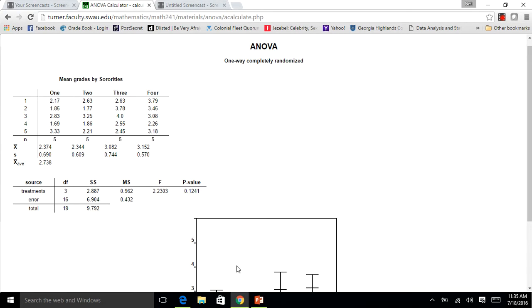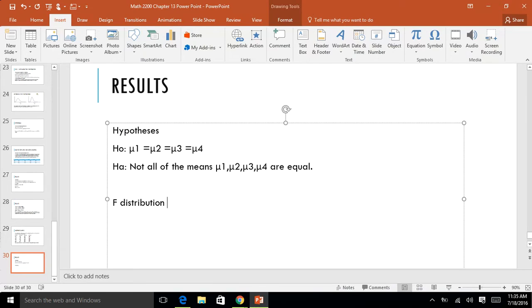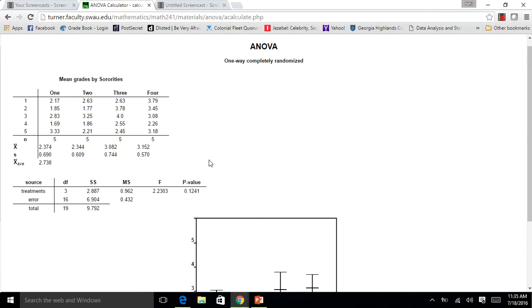Okay, so let me go back. I need to go ahead and do my F distribution. So remember, it's going to be F, which is 3, 16. Where am I getting those numbers again? If I go back to my website, 3 is right here, and then 16 is right there. So that's where that comes from. You don't even have to do anything by hand.